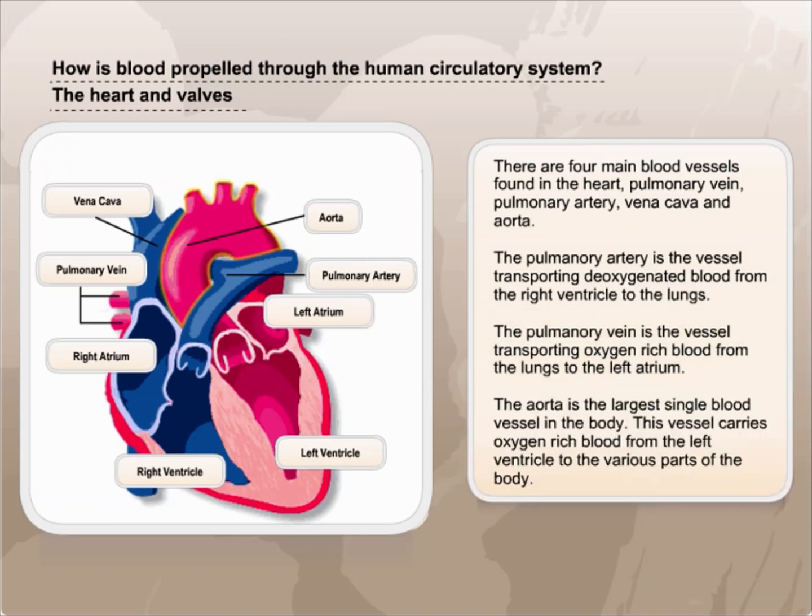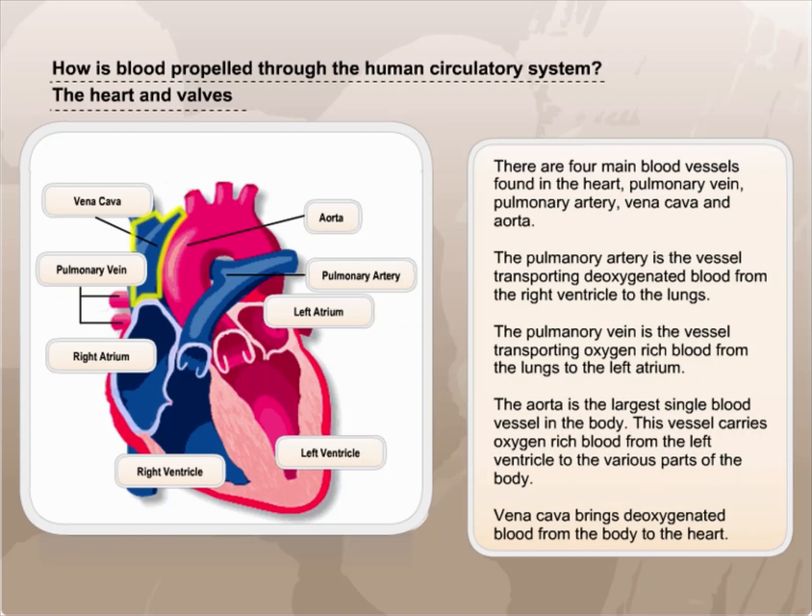The aorta is the largest single blood vessel in the body. This vessel carries oxygen-rich blood from the left ventricle to the various parts of the body. Vena cava brings deoxygenated blood from the body to the heart.